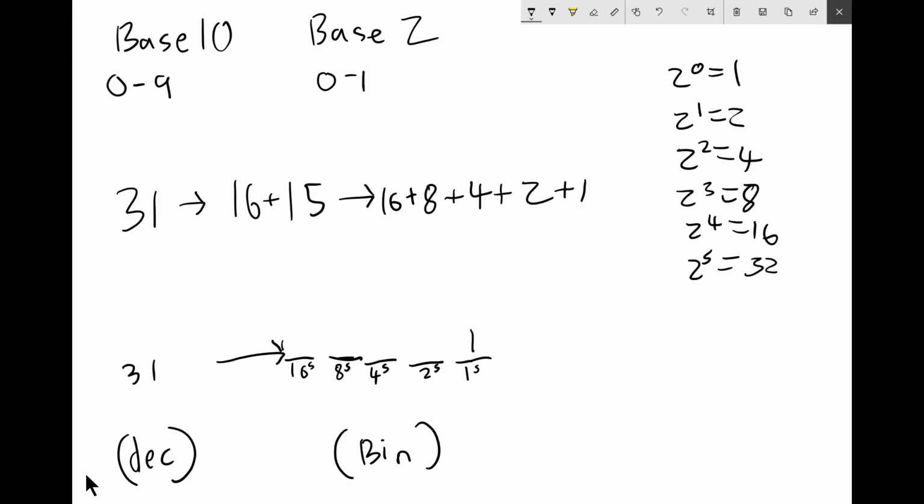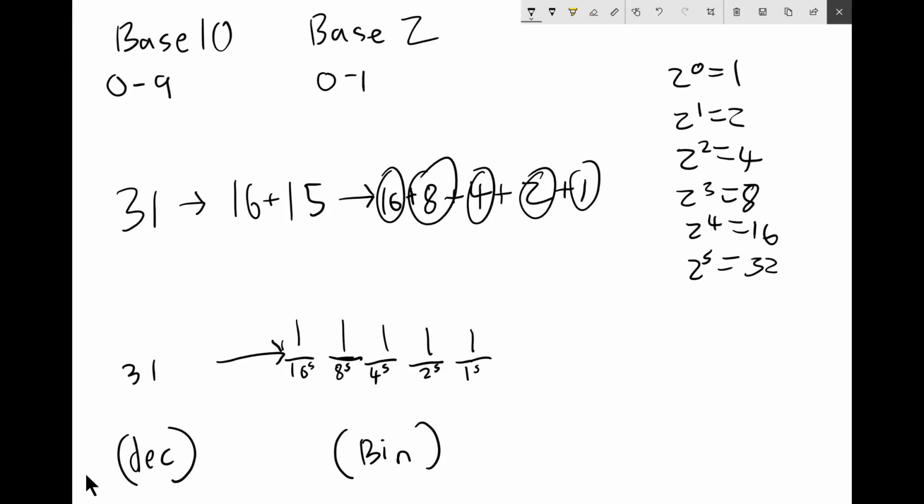We have 1 one. How many 2s are there? We have 1 two. How many 4s are there? We have 1 four. How many 8s are there? We have 1 eight. How many 16s are there? We have 1 sixteen. So in binary form, 1, 2, 3, 4, 5, it is 5 ones. However, notice that sometimes it could be 16 plus 8 plus 2 plus 1, which means because there's no 4s, we would have put 0 if we had something like that. So it's either 1 or 0.